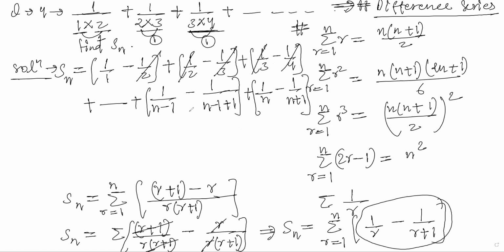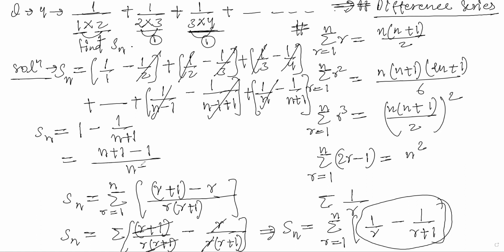So only 1 minus 1 by n plus 1 will be the remaining term? Correct. Only the first term will be there because there is no previous negative term to cancel this out. And the last negative term will be there because there is no positive term next to it. So 1 minus 1 by n plus 1. If you solve this, you get n plus 1 minus 1 by n plus 1, which is n by n plus 1. That is the sum of the series.